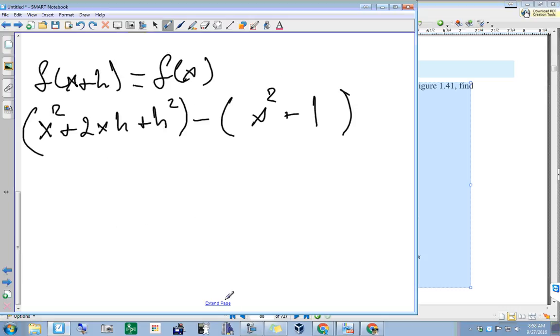Now, what do I have to do? Well, let's see. That's going to be x squared minus x squared. Do I have any of them left? Nope, they're gone. I have 2xh. Do I have any of that over here? No. So I've got 2xh, plus, do I have an h squared over here? Nope. h squared, plus 1. Okay?